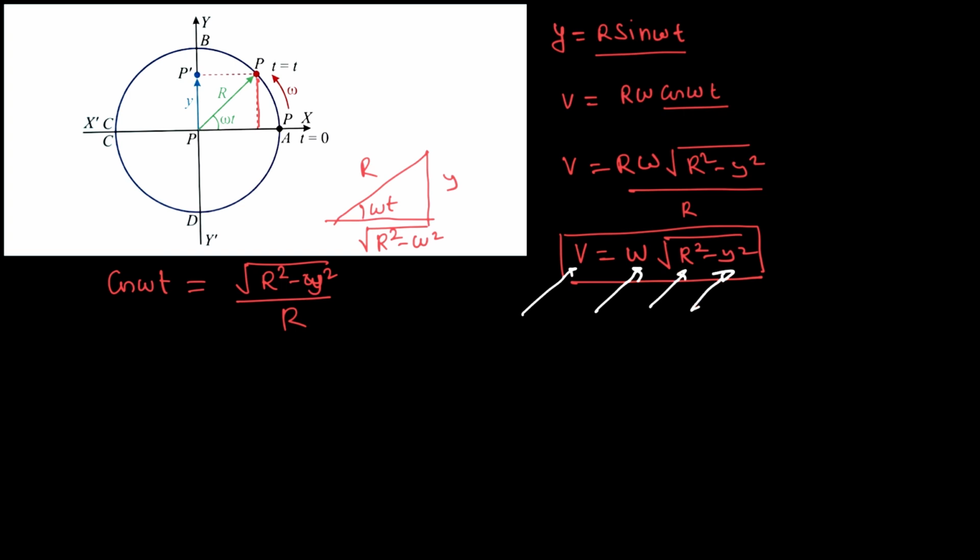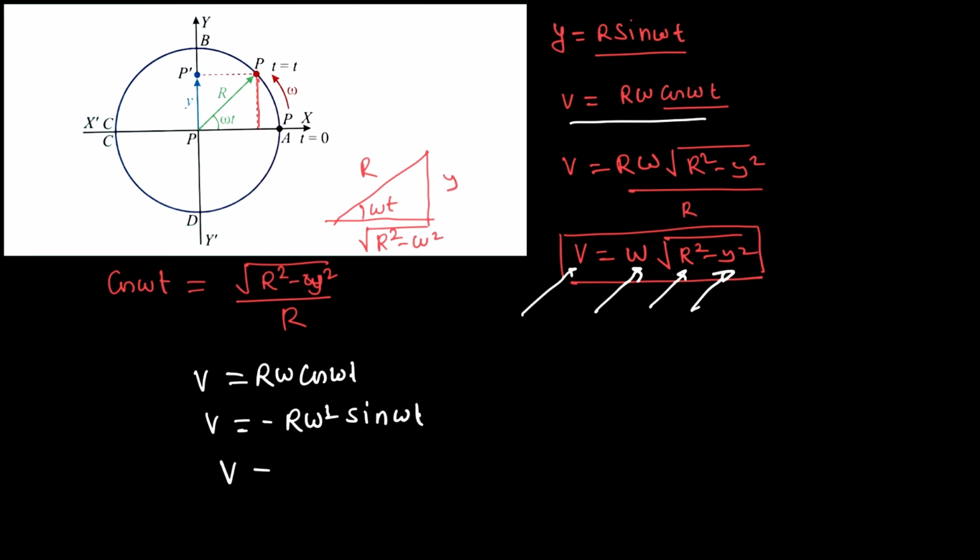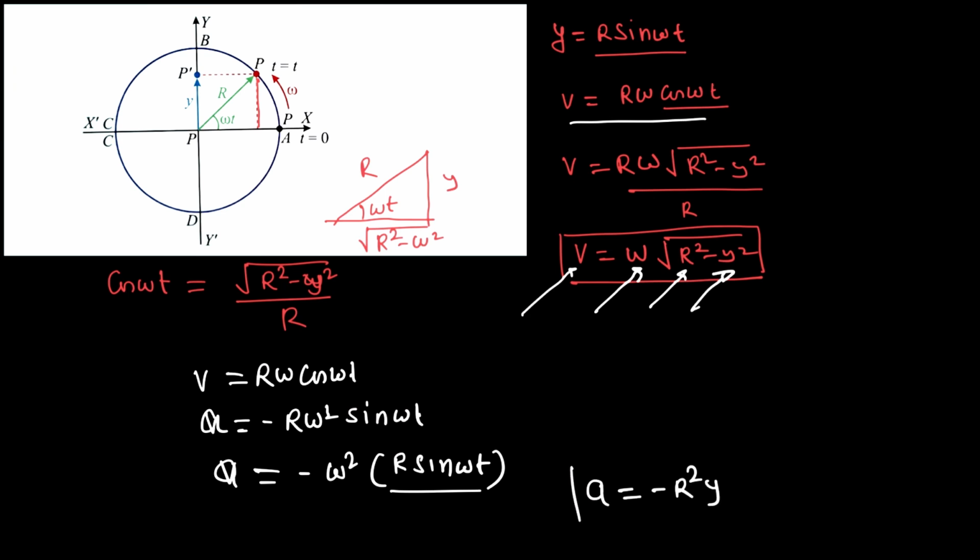Once again, if I differentiate this equation, v is equal to r omega cos omega t, what will I get? a is equal to minus r omega square sine omega t. So a is equal to minus omega square into r sine omega t, and in place of r sine omega t, I can write y. It means a is equal to minus omega square y.